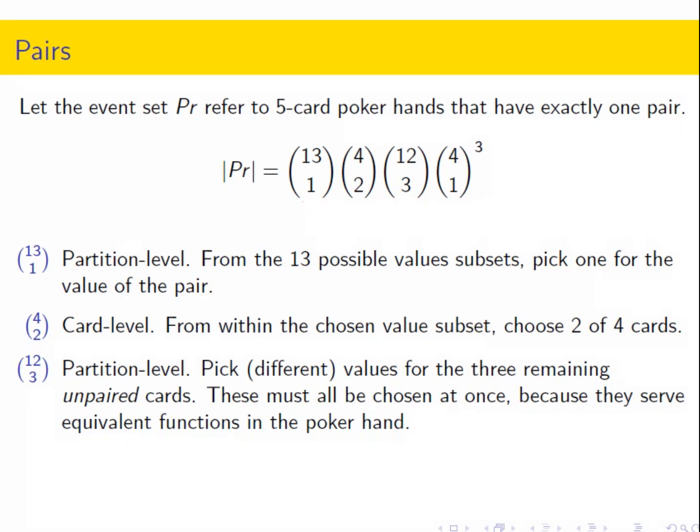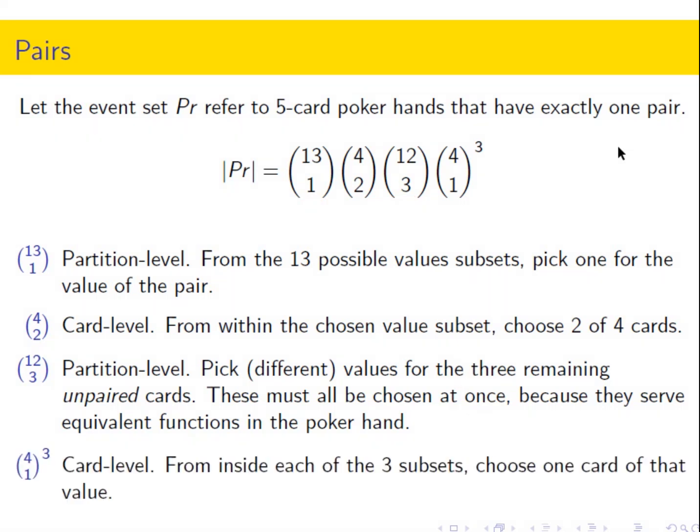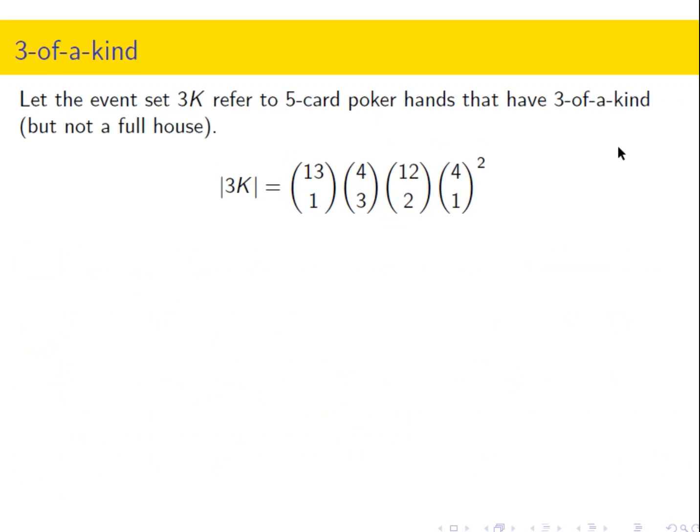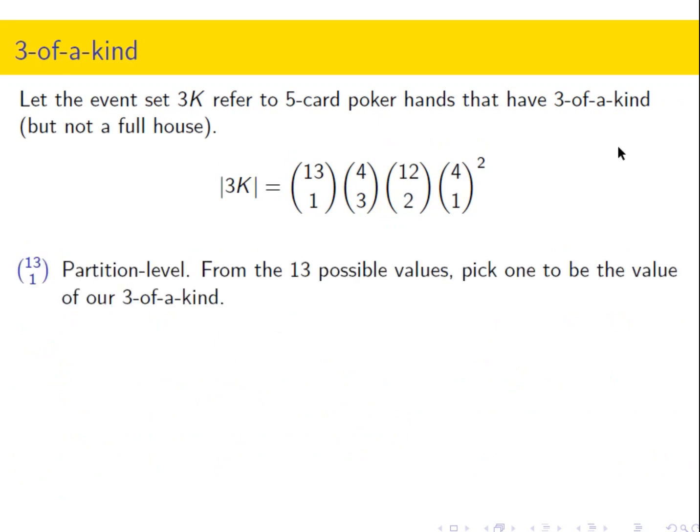All right, so let's take a look at, oh, sorry, I didn't show that part of the slide, but yes, the 4 choose 3 is the last card level pick. So let's look at 3 of a kind, and this should be pretty straightforward reasoning, right? We have a partition level pick that's choosing the value for our 3 of a kind, then we pick the 3 cards out of the 4 from that value, and then we're going to return to a partition level pick to pick these 2 singleton cards.